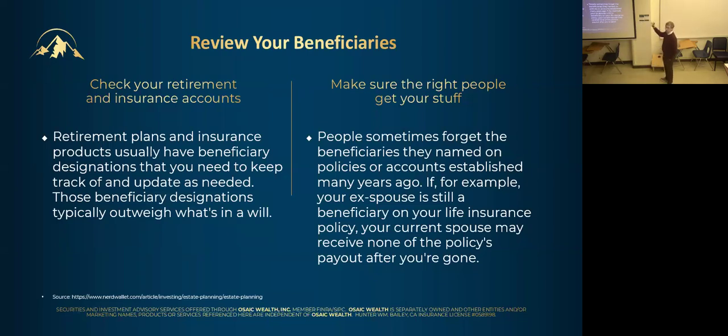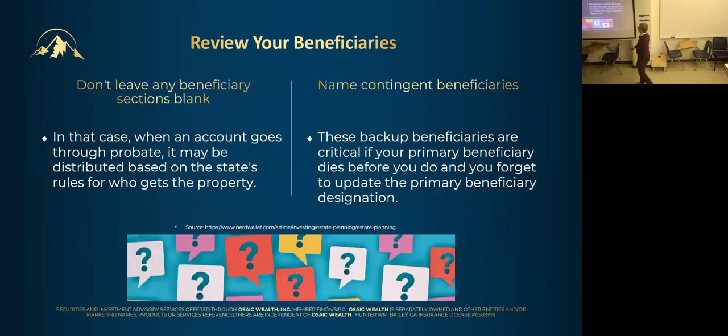Sometimes people even forget the beneficiaries they named on policies or accounts established many years ago. Basically, my example of an ex-spouse as a beneficiary on the life insurance policy. The current spouse may receive none of the policy's payouts, and they might try. They might have to go through court to fight for those benefits, but you signed a contract to deliver the benefits to a specific person. It's really hard to override that.